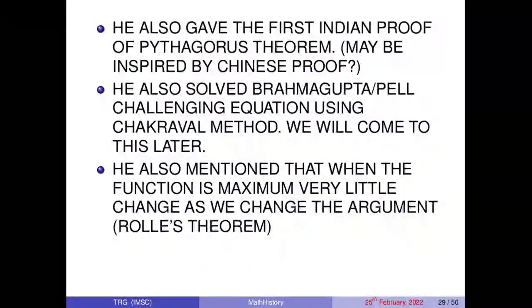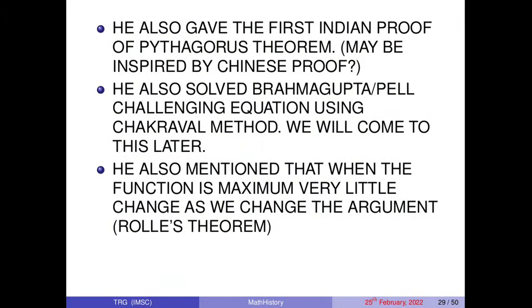He was also the first to give the Indian proof of Pythagoras Theorem, I mentioned, right? He was the first person to give that. And also he solved, very interesting, I'm going to refer to this again, I mentioned this problem, n x square plus 1 is equal to y square. He solved that for one particular case, which is very interesting. And he solved it by a method called the Chakravala method. Okay? People have written about it, I'll come to that later.